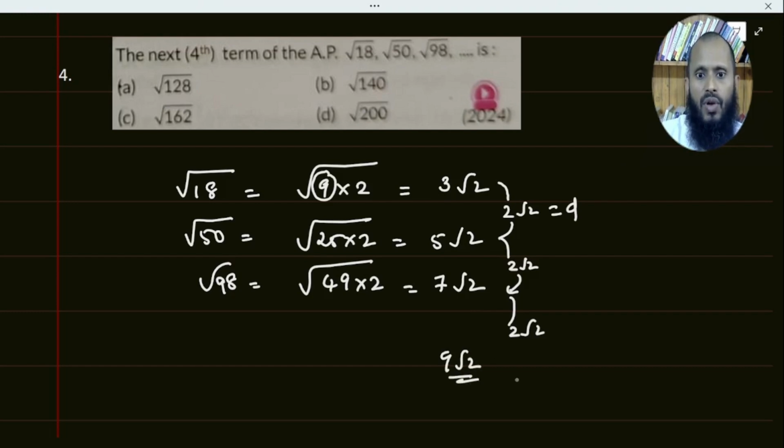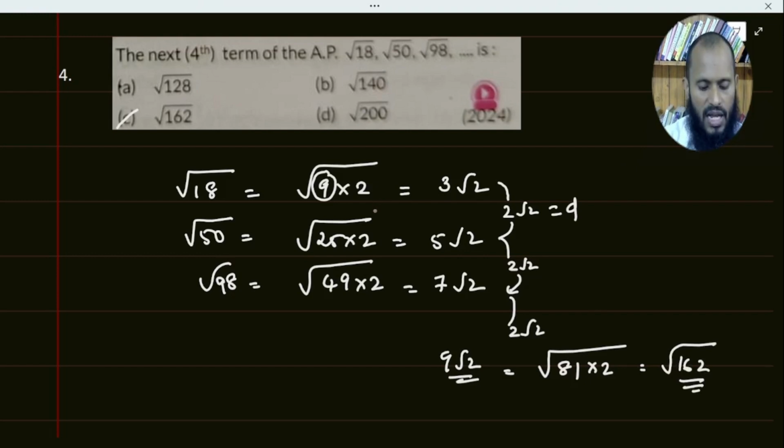But such an option is not available in our question. So, I can bring this 9 under the square root by using the reverse technique, which I already explained here. That 9, when it comes under root, will become 81, and 2 is already there. So, root of 81 into 2 is nothing but square root of 162. So, we have option C as square root of 162, and that will be the correct answer.